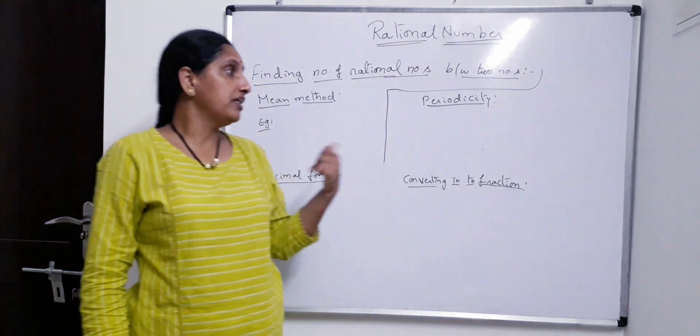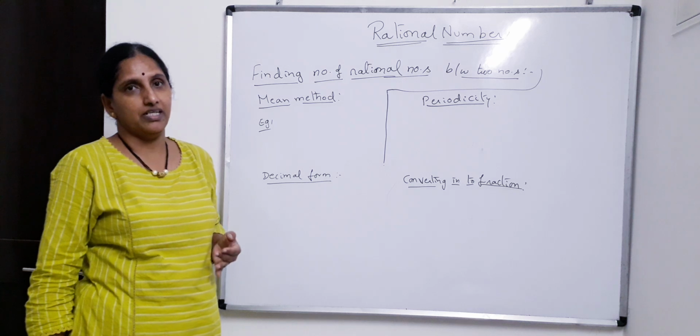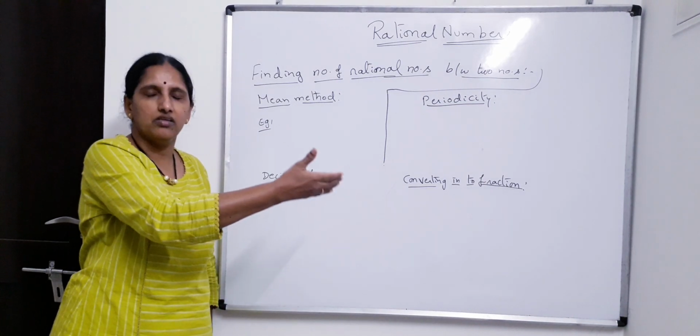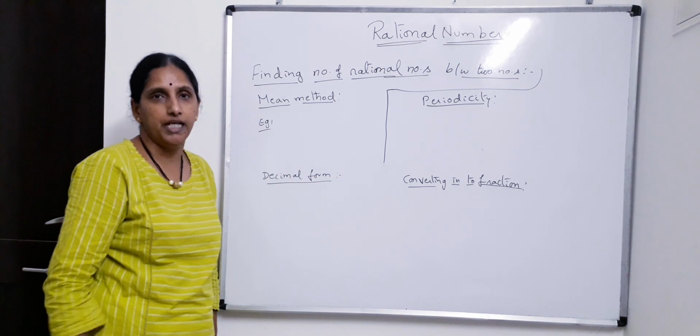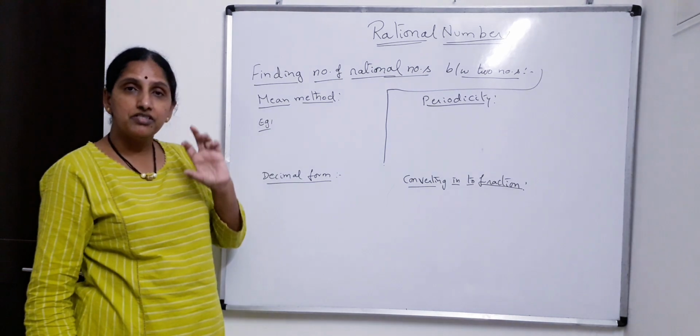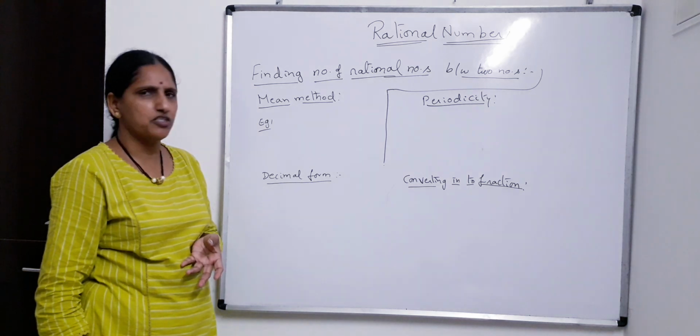So we have seen both positive and negative integers, how they fall on the positive side of the number line and on the negative side of the number line. Now there is another method, which is called the mean method. It is very simple and direct for us to solve.